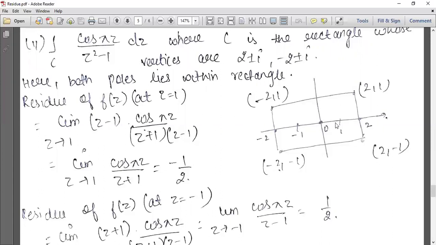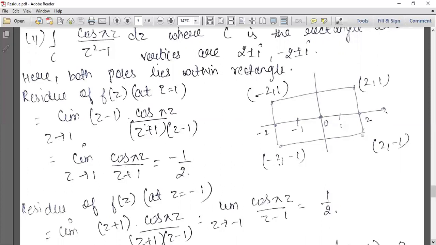So z equal to 1 is this point and z equal to minus 1 is this point, and both these points lie inside this contour, which is the rectangle. So I have to calculate residue at both of these points. So first I will calculate the residue at z equal to 1. So limit z approaching to 1, z minus 1, my function cos pi z over z plus 1, z minus 1. z minus 1 will cancel, I will be left with this, and now just replace z with 1 and I will have my residue as minus 1 by 2.